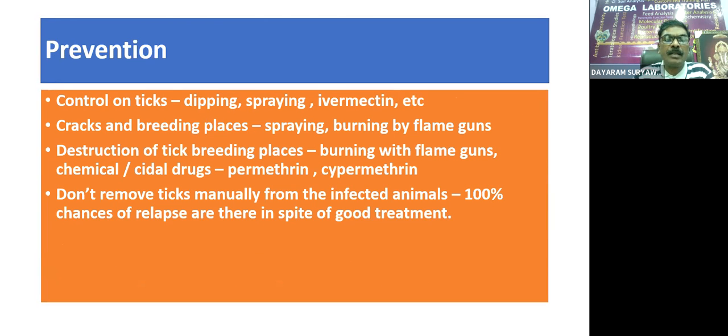The control of ticks is a basic thing for controlling Theileria, either in grazing animals or in stall-fed animals. Ticks may be controlled by dipping, spraying, or giving injections of ivermectins. Then cracks and crevices present in the farm, or the breeding places of the ticks, should be destroyed either by spraying or burning with flame guns. Sometimes we may also use chemicals, such as acaricidal drugs like permethrin, cypermethrin, and deltamethrin, for the control of ticks.